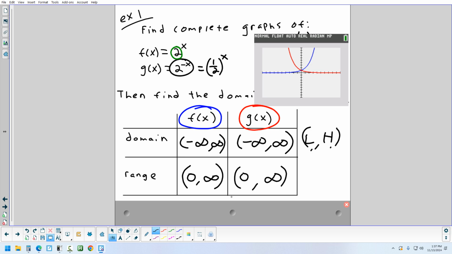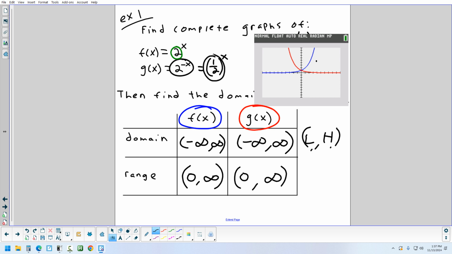No matter how you shift them or move them, they always go left and right forever. And if it has a negative, it's always going to be going down? Yes, because we're going to get rid of that negative and make that into a fraction. So the domain never changes for all exponentials.